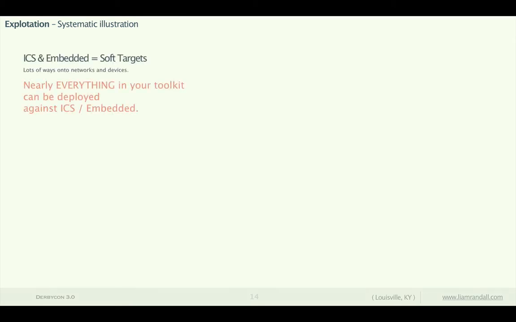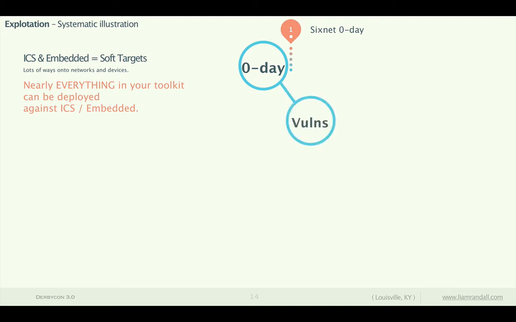So let's pick up right where Kyle left off. By this point, you should start to pick out what we're trying to communicate today. It's that ICS embedded systems are really soft targets. And while there are dozens of distinct methods of attacking and exploiting these devices, we're just trying to demonstrate a couple. The ultimate message is that all of these things you're already doing on the PC side work with only minor modifications in this space. Your entire arsenal can be deployed.